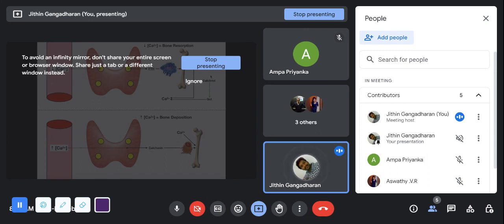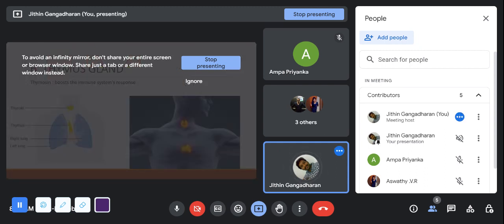See, calcitonin will take the calcium from the blood and deposit it in the bones, whereas the parathormone does the reverse. Next is the thymus gland. This is the thyroid gland, and here we have the thymus gland. Usually the thymus is activated in children. When you become an adult, the functions of the thymus gland decrease.